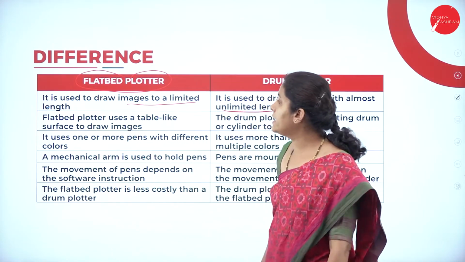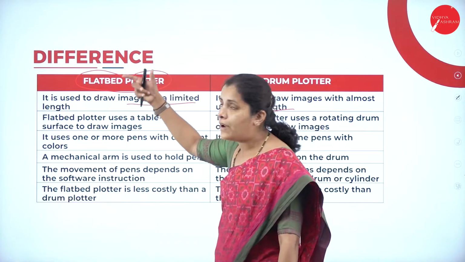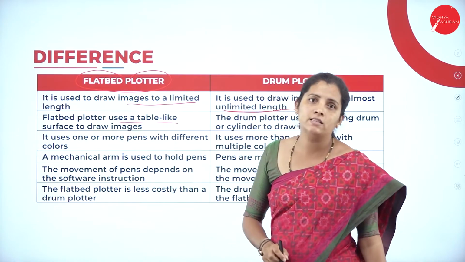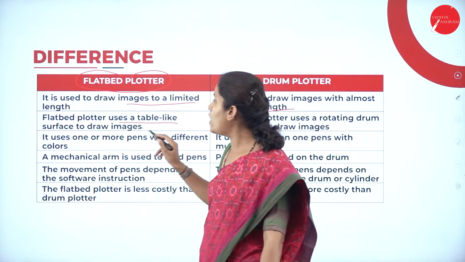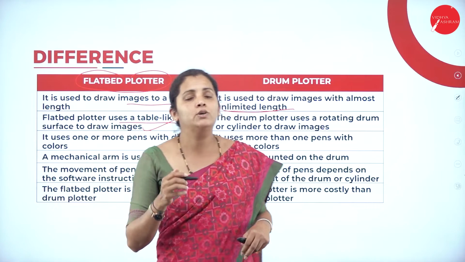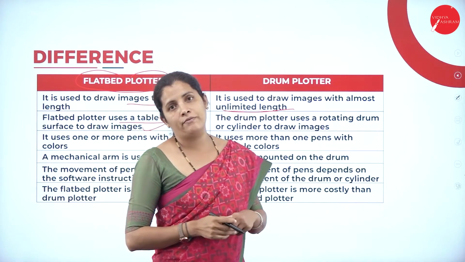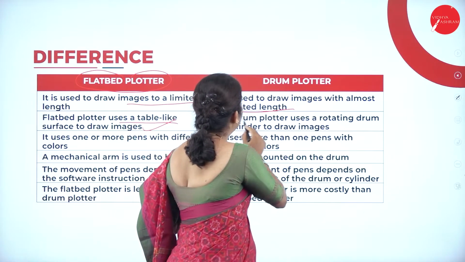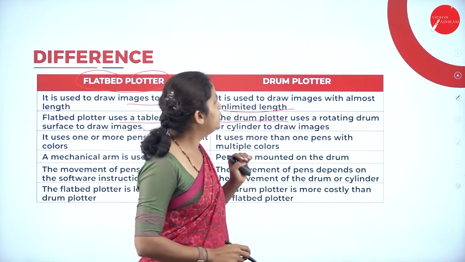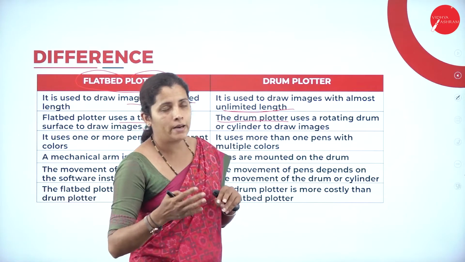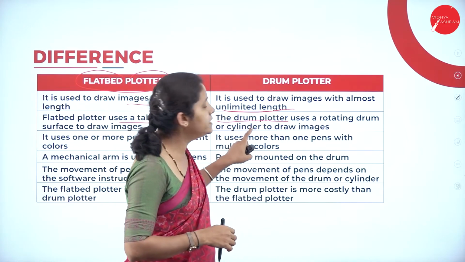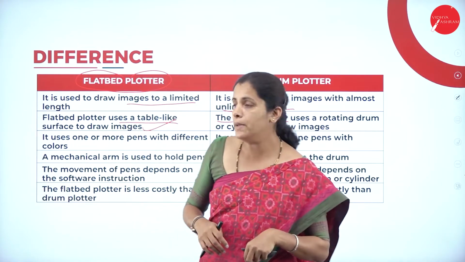Then what is the second difference? The flatbed plotter uses a table-like surface to draw images, whereas a drum plotter uses a rotating drum or cylinder to draw the image.